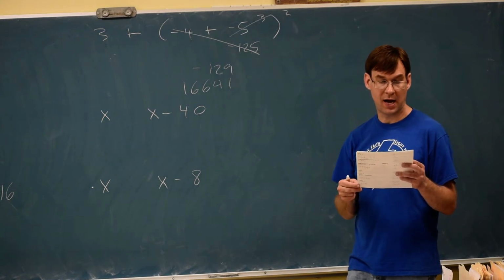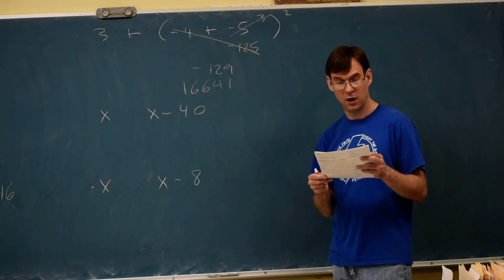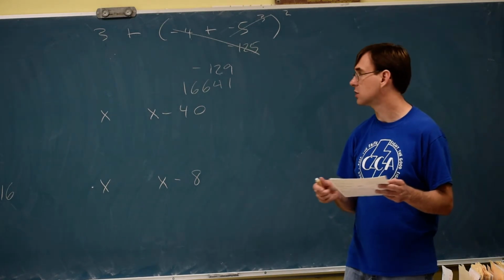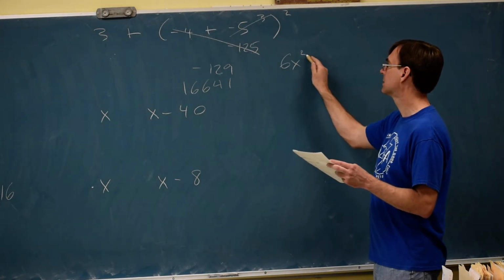26, product is multiplied, so 6 is multiplying something. For the number squared, put an x squared. So it just looks like 6x squared.